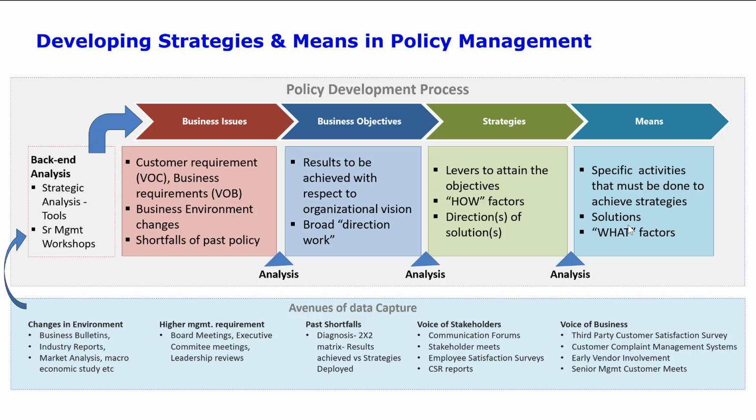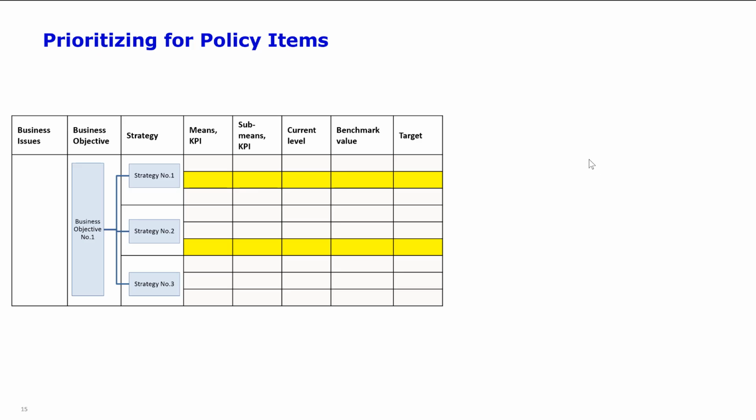Having created these line items of business objectives, strategies, and means, you will have a long list, a laundry list of items, and not everything will be important. So let's understand how to prioritize on these policy items. Once you have created this list of objectives, strategies, the means, and you have set the targets here, there will be some items which will look more important. Now let's understand why some of these items are more important than the others.